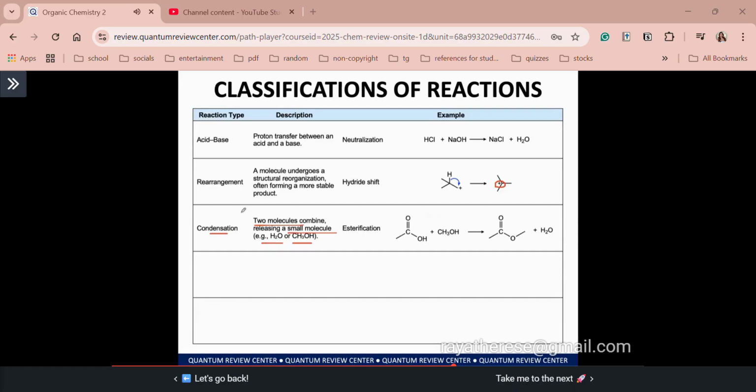Sir, can you give an example of a condensation reaction? Class, esterification. Okay, our ester functional groups are formed through esterification, the reaction of a carboxylic acid with a typical alcohol. Again, we will liberate water, coming from the carboxylic acid and the hydrogen coming from the alcohol.